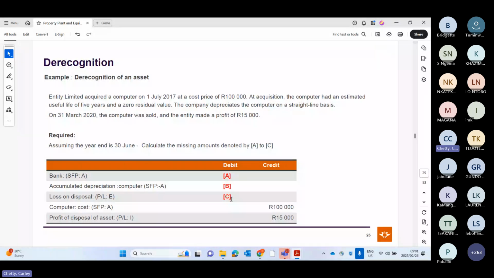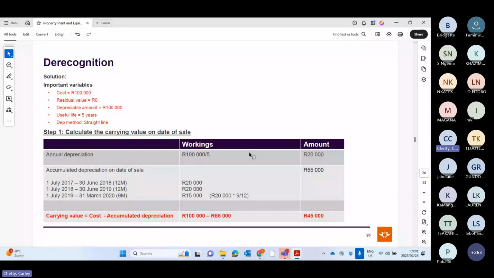So the question told us that the cost is 100,000 Rand, and we can use the cost to determine the annual depreciation. So they told us in the scenario that there's a zero residual value and the useful life is 5 years. So we can work out the annual depreciation by taking 100,000 Rand divided by 5 years, and that will give us an amount of 20,000. So that is the annual depreciation.